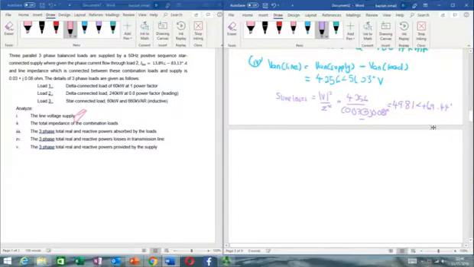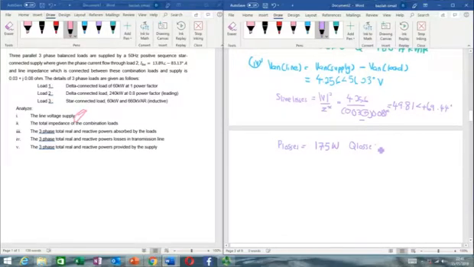Okay. So when you convert this into rectangular form, you will get the P losses, which is equal to 17.5 kilowatt, and Q losses is positive 46.64 kVAr. This one is VA. Don't forget the unit.